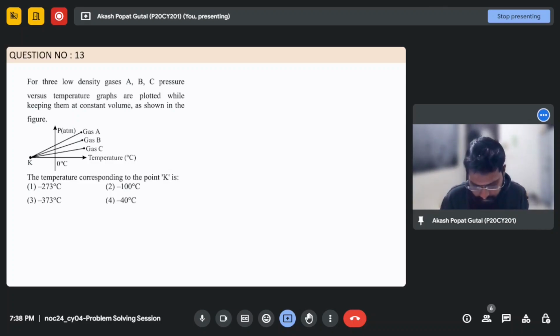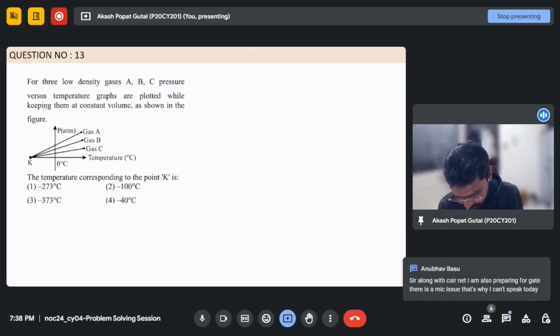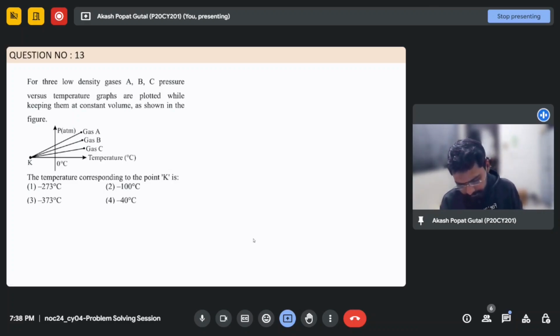So can anybody answer this question? If you know how the Kelvin scale of temperature works, you will give this answer quickly. Absolute zero. Yeah, absolute zero. So what should be the temperature? Minus 273 degrees centigrade. Yeah, absolutely right. Minus 273 degrees centigrade.